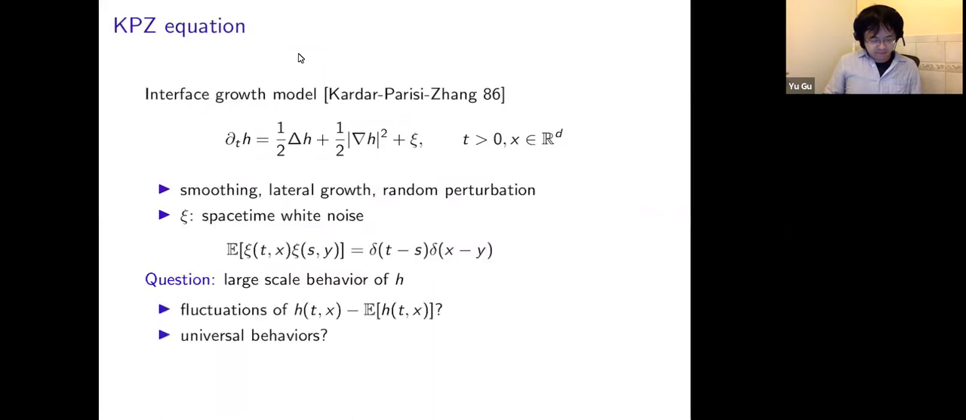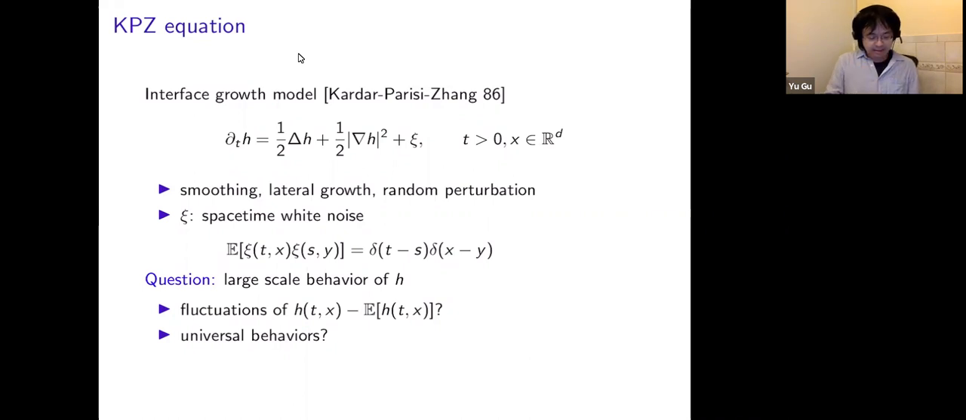To some extent, the goal of the physicists and the goal of the mathematicians are the same. We want to understand the large-scale behavior of this h. We start from some initial interface, run this equation, wait a long period of time, and ask ourselves, what does the surface look like? In particular, we subtract the mean, so you have a random function which has mean zero. You ask, what are the fluctuations of this quantity? What's the size of the variance and what are the statistics?